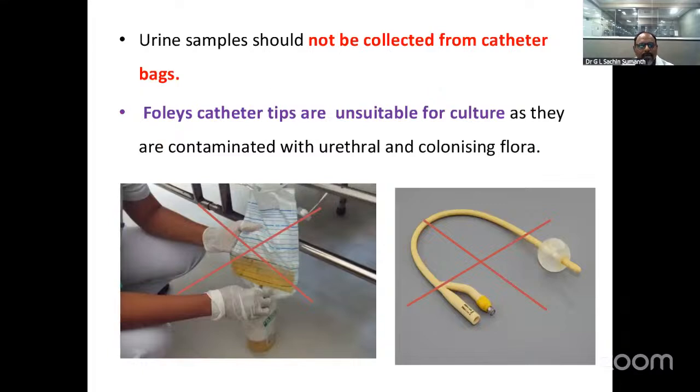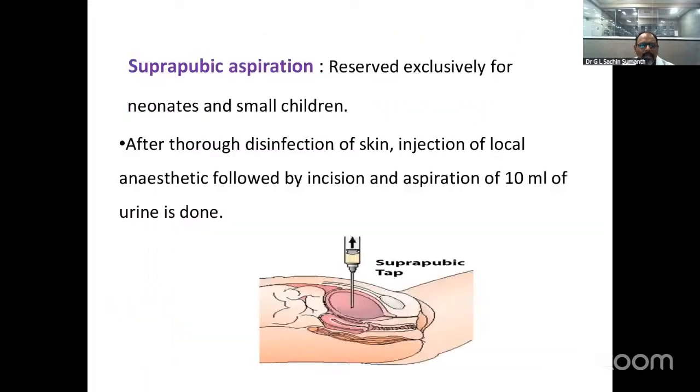It should never be collected from catheter bags, and Foley's catheter tips are unsuitable for culture as they are contaminated with urethral flora and colonizing flora. And suprapubic aspirations are reserved exclusively for neonates and small children. After thorough disinfection of the skin and injection of local anesthetic, it is followed by incision and aspiration of at least 10 ml of urine from these patients.